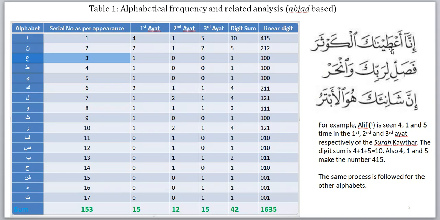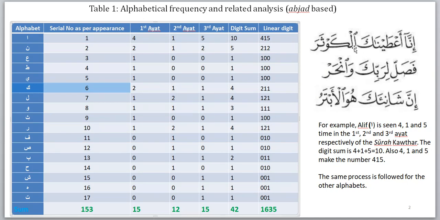Then ta will be in fourth place. Ya will be in fifth place. Again, in the next harf we see noon, but since noon is already in the second place, it is not placed here. Rather, we have placed kaf here, because kaf is the sixth appearance based on the serial way.